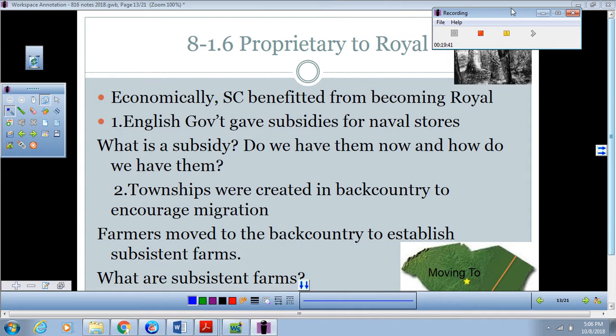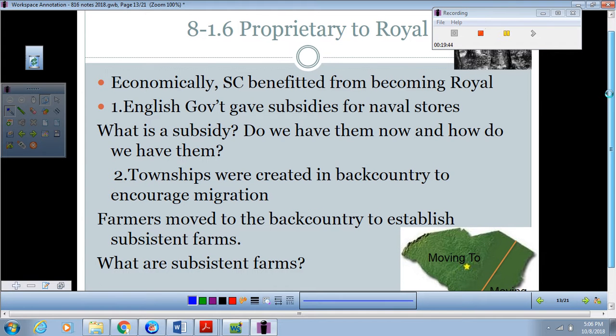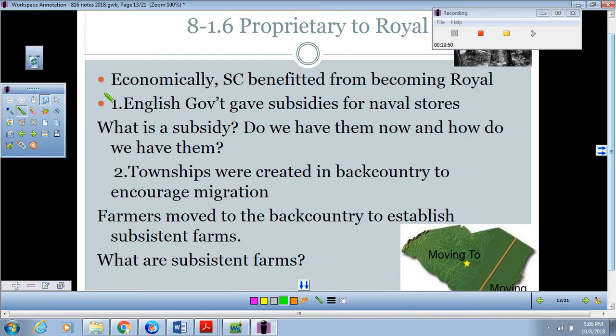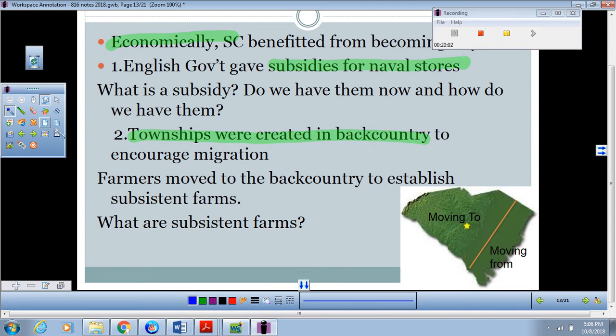So, after the switch from proprietary to royal, let's talk about these economic benefits again. The economic benefits would be: English government gave subsidies for naval stores. Townships are created in the backcountry. One that is not mentioned is rice was allowed to be traded with any foreign country, and perhaps an effect of number 2, farmers moved to the backcountry to establish subsistence farms.